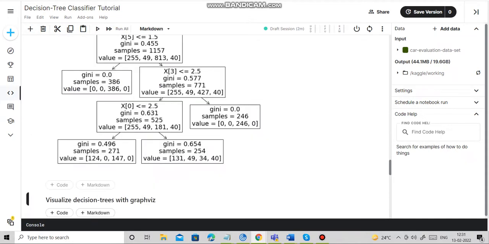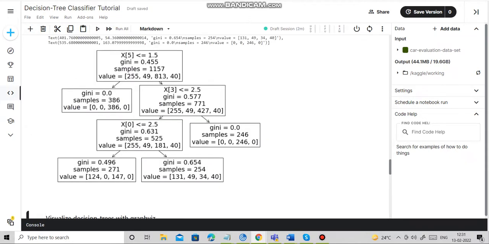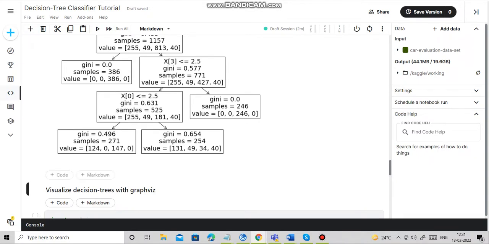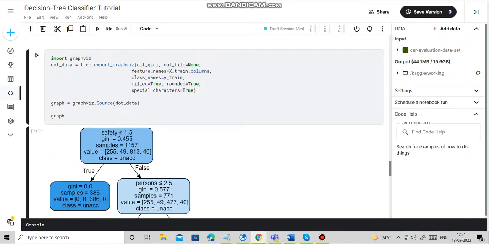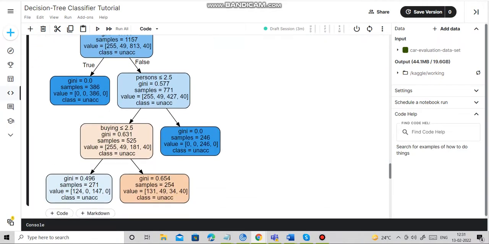Let us visualize the tree. This is the tree that we have built using the Gini coefficient. As we see, the values are also given in each split, each node. This is just one more way of visualizing the same tree. This is a more colorful way actually.